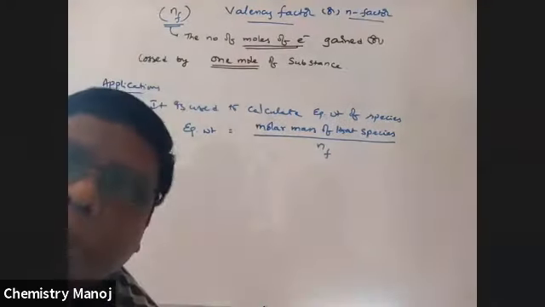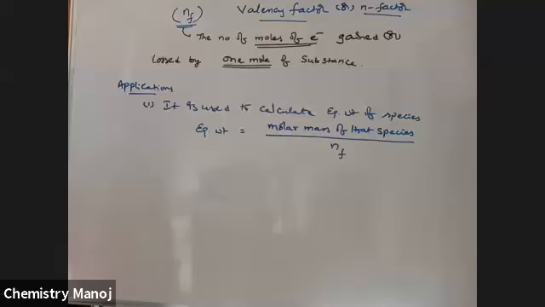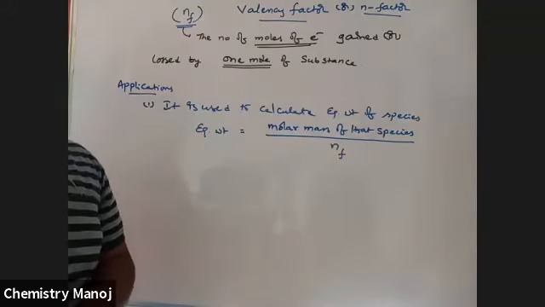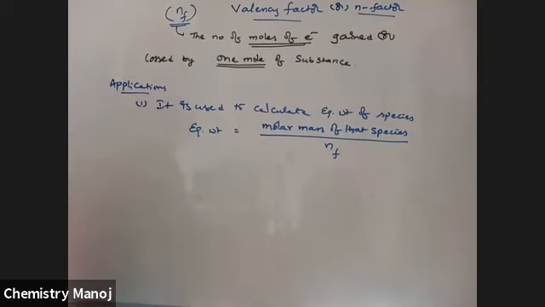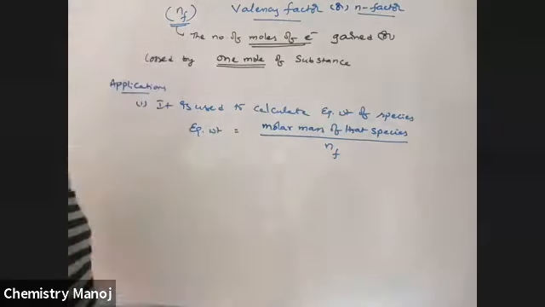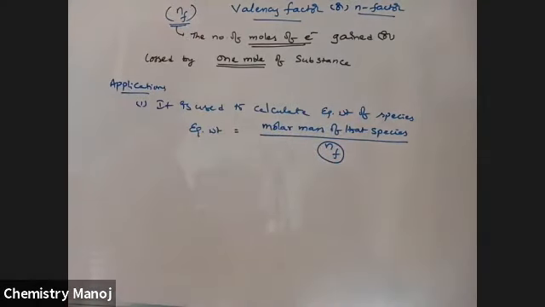So it is used to calculate equivalent weight of species. That is, equivalent weight is equal to molar mass of that species by n factor. If you know the n factor, molecular mass by n factor is equal to equivalent weight. In most chemical reactions, equivalent weights are used. Later I will explain this equivalent weight, please wait.